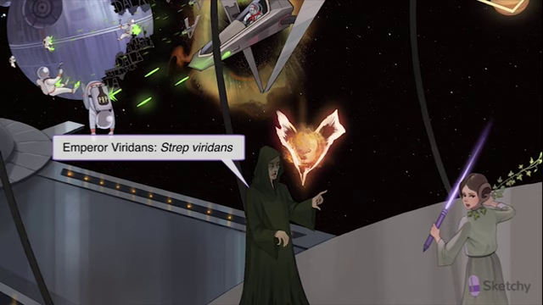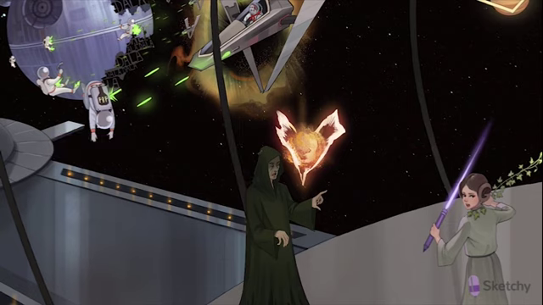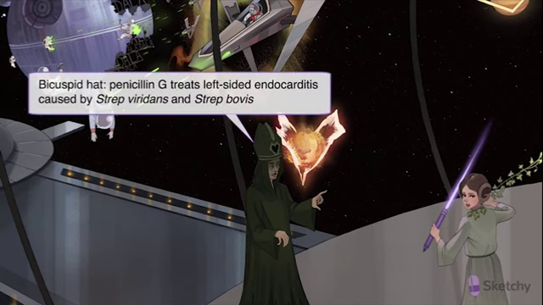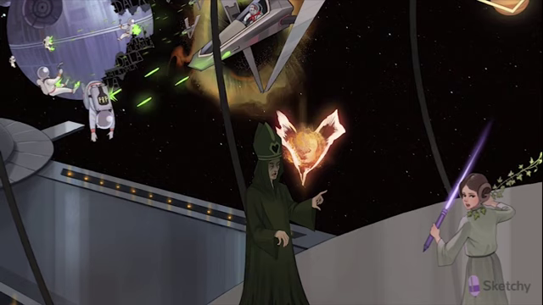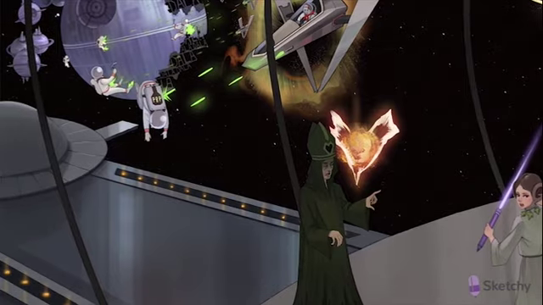His dark green robe is there to remind you of Strep viridans, and his bicuspid-shaped hat represents the left-sided endocarditis caused by Strep viridans and Strep bovis, both of which can be treated with penicillin G. One more strep infection to mention, and that's Strep agalactiae, or Group B strep. Always remember Group B for babies. And outside on the space dock is a galactic baby.